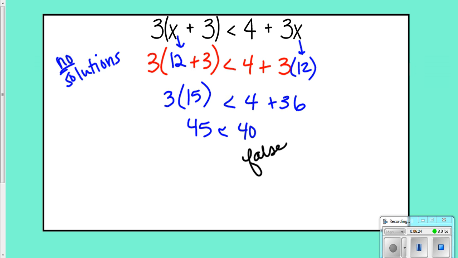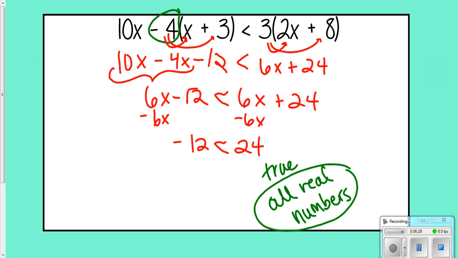Again, this is just to recap that if you get a problem where the variables cancel out, like we did here, where the 6x and 6x were both gone, you just need to test that bottom statement, the very last thing you end up with, and see if it's true or false. That'll determine your answer. True means it's all real numbers, false means there are no solutions.